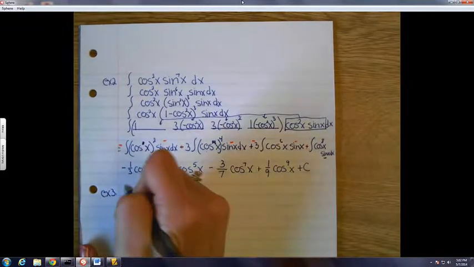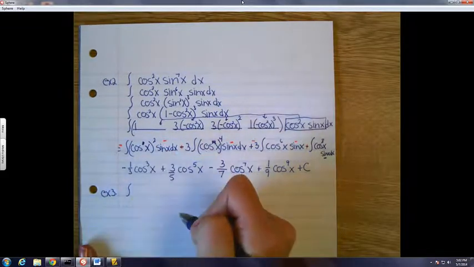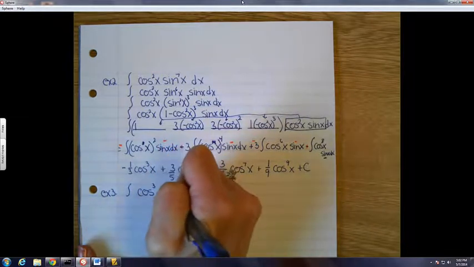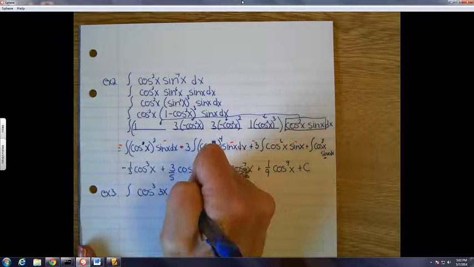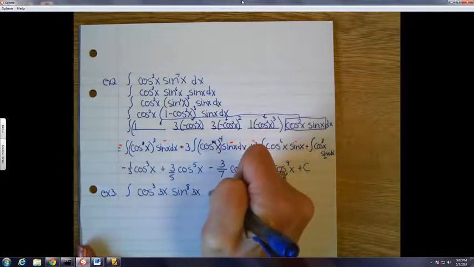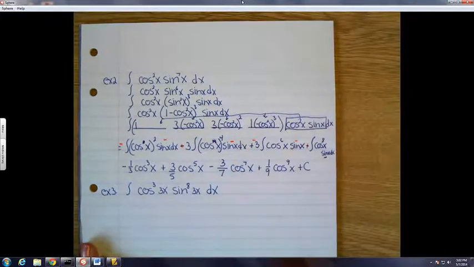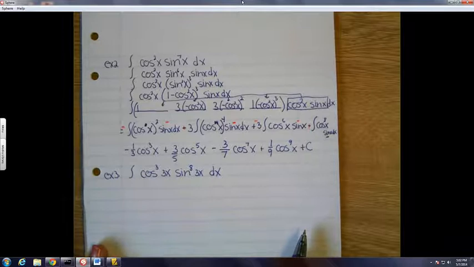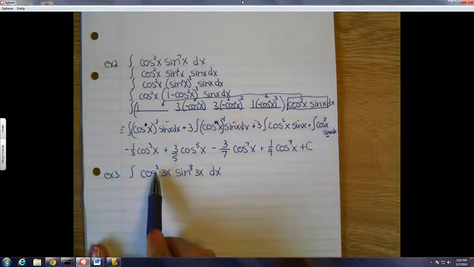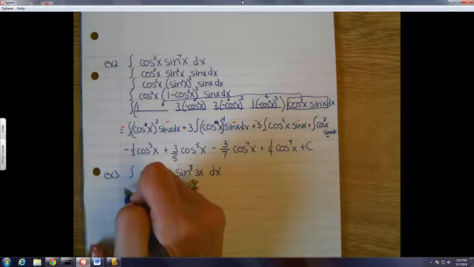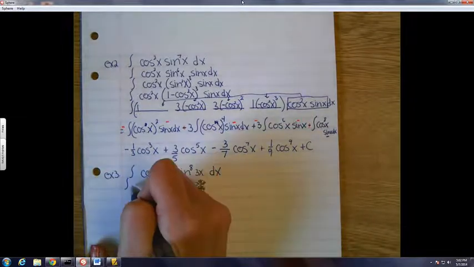I've got the integral of cosine cubed 3x sine to the 8th of 3x dx. Again, when I look at this, I know I've got a special rule for odd powers of sine and cosine. So I'm focused over here. So the first step is to take one of these, slide it next to the dx. So this becomes cosine squared.